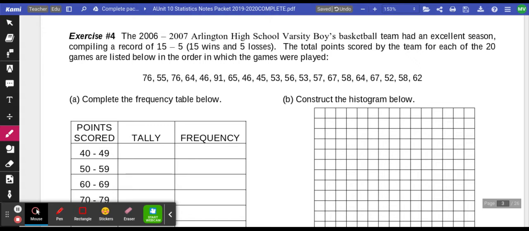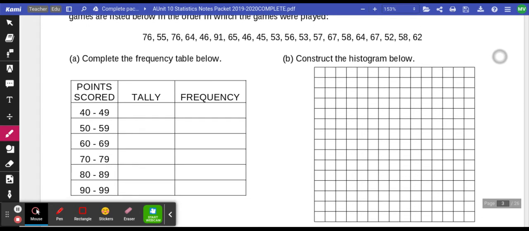So exercise 4. The 2006-2007 Arlington High School varsity boys basketball team had an excellent season, compiling a record of 15 wins, 5 losses. The total points scored of the team for each of the 20 games are listed below in order in which the games were played. Complete the frequency table. So what we're going to do is look at each of the data points. So 76 is between 70 and 79. So we put a tally mark. And then our frequency is just the total of the tallies. So I want you to pause and complete the tallies and the frequency.